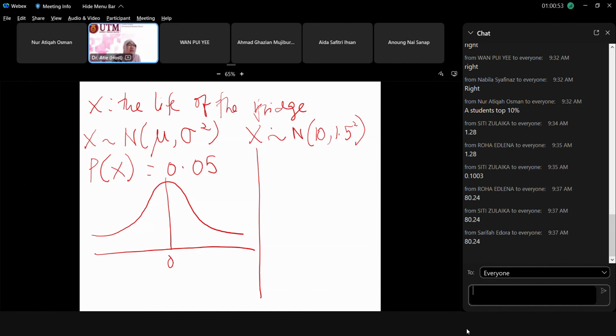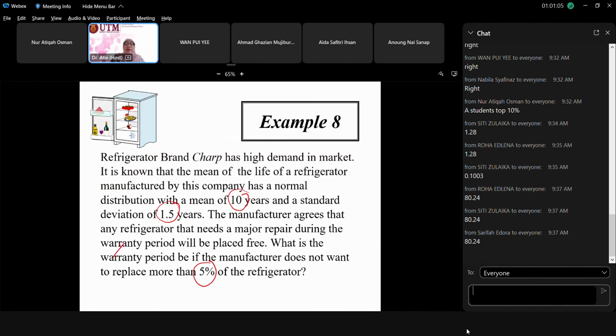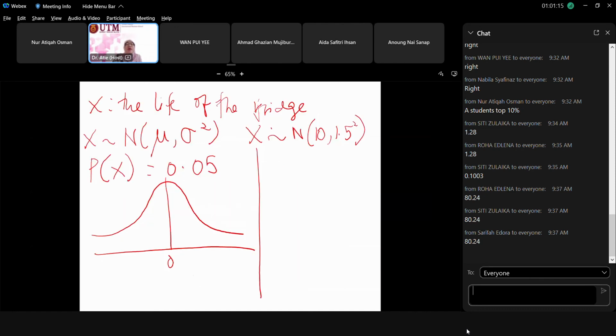Ramla, where are you, Ramla? Are you here? Yes, doctor. Okay, what do you think, Ramla? Is it on the left or on the right? When we read the question, what is the warranty period? And the manufacturer will replace it free. Okay, so what do you think? Where do you think it will be?